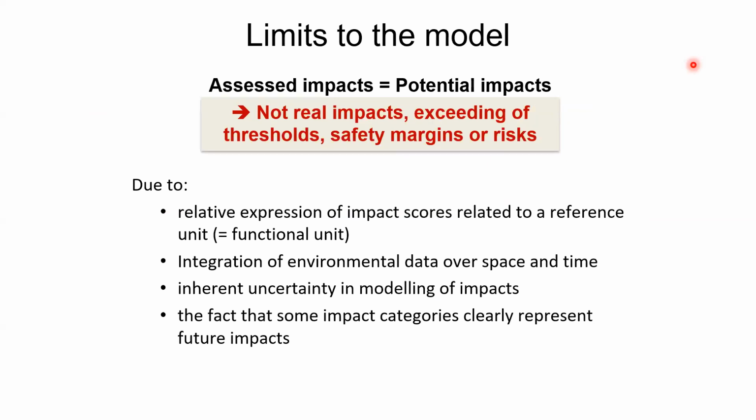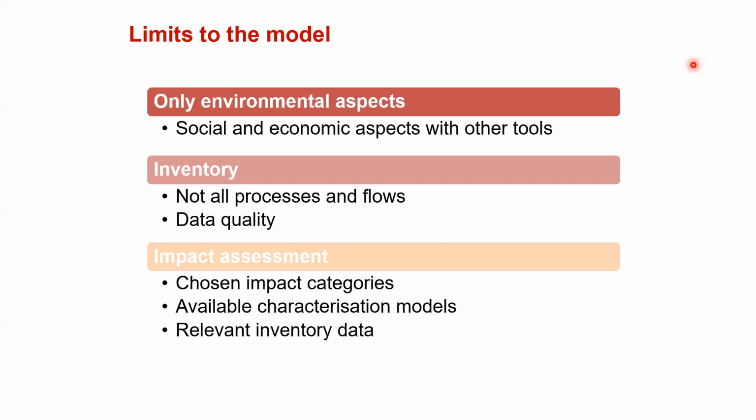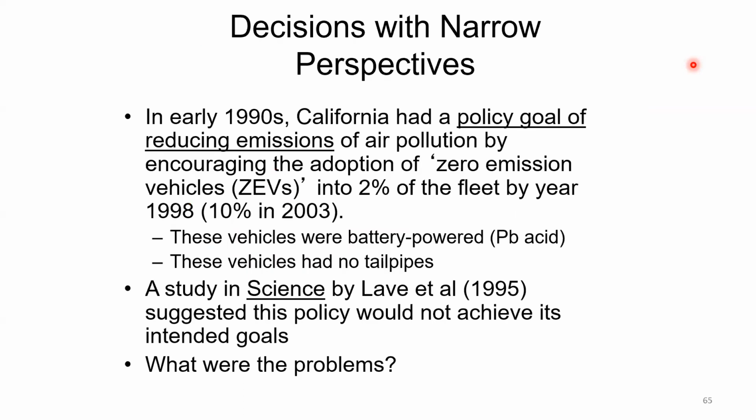So not real impacts exceeding a threshold. You have the safety margins and risk. Only environmental aspects are covered; social and economic aspects with other tools are not there. Not all processes and flows are included. Data quality is questionable sometimes. There is an impact assessment, where you choose impact categories, what impact categories you are taking, and all that.